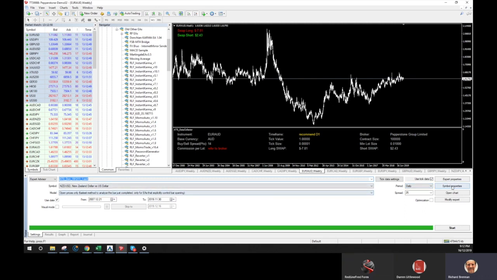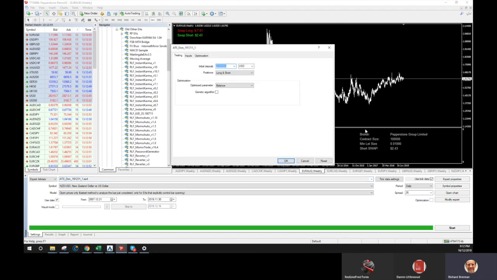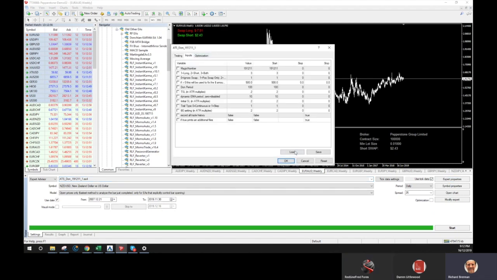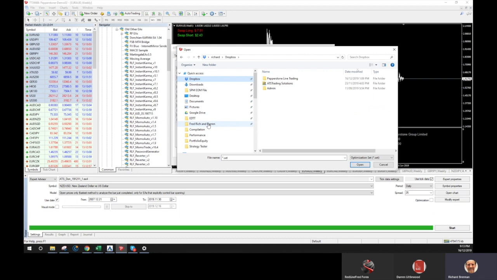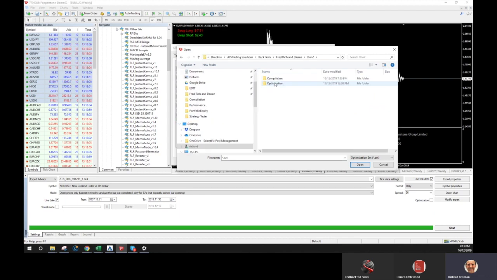So this is an optimization run, and in this instance, we'll look at an optimization run using our commodity set file. So I'll just get the commodity set file up. Won't be a sec.